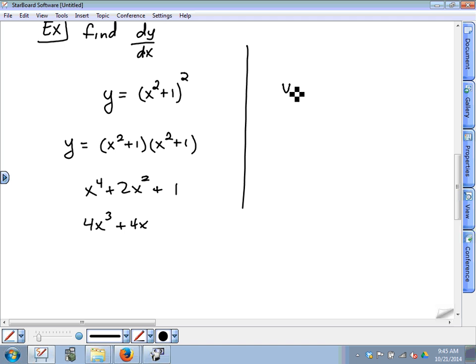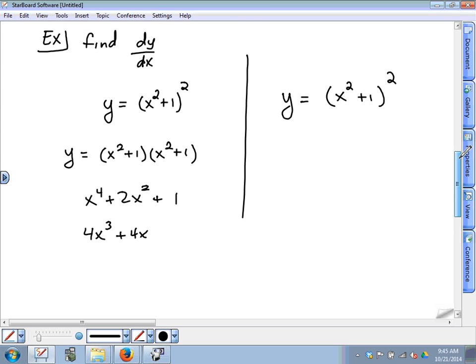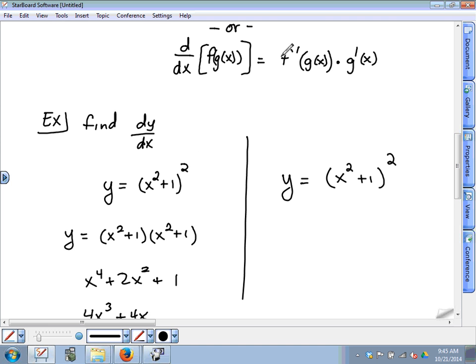Over here, y equals (x squared plus 1) squared. Now, the chain rule says you take the derivative of the outer function multiplied by the derivative of the inner function. It's going to take maybe a little while for you to think along these lines, but there's really two functions here. There's this inside function right here, but then the outer function is really this square. You understand what I'm saying?